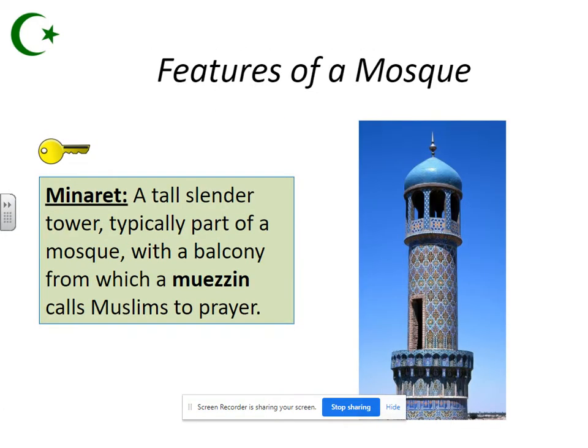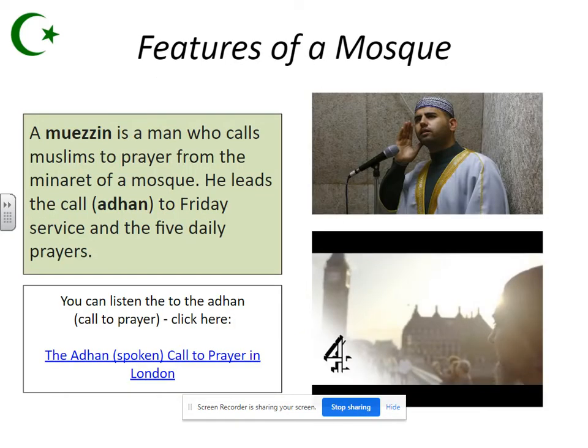Here is a minaret. Most of the time you can recognise a mosque by the feature of a minaret. It's a tall, slender tower, typically part of a mosque, and has a small balcony. This is for the purpose of the call to prayer, where a Muslim who's assigned to do the call to prayer will go to the minaret and sing out and call Muslims to come to pray. To have a look at that, you can come back to this slide and listen to an example of this.